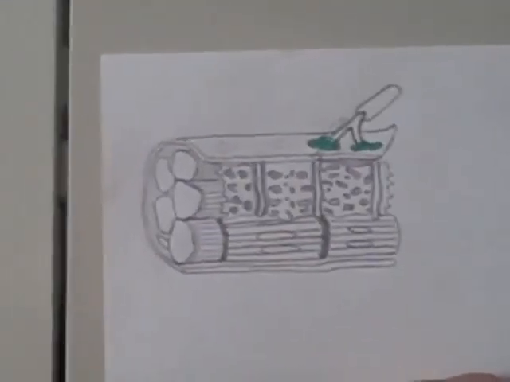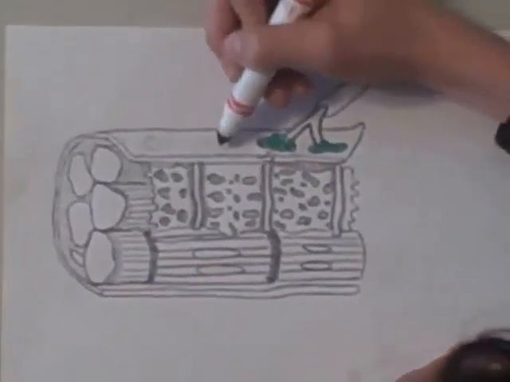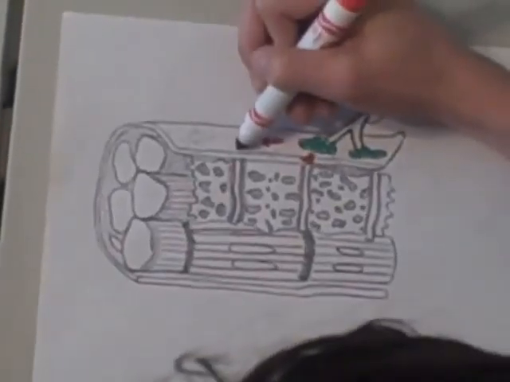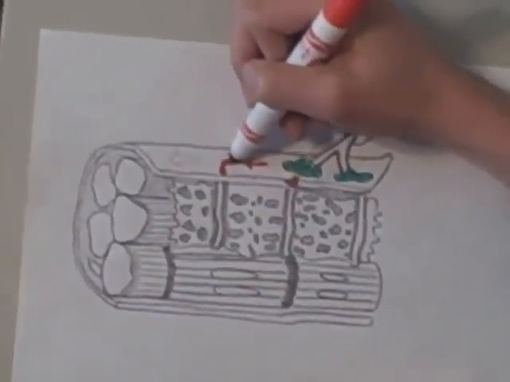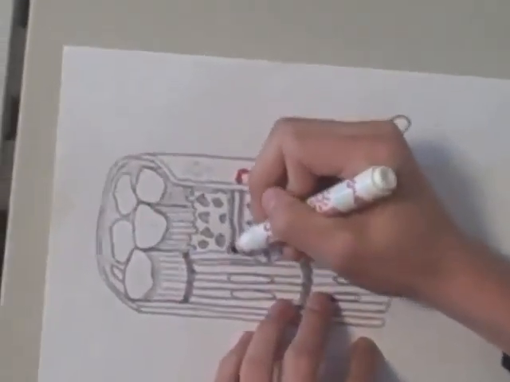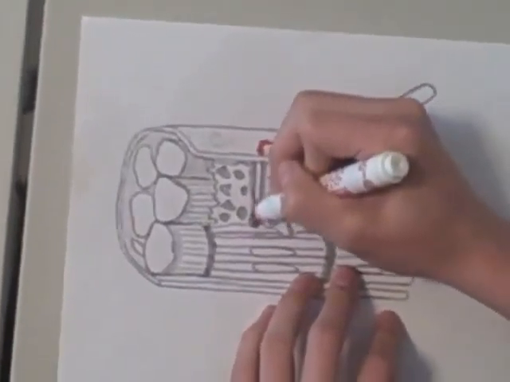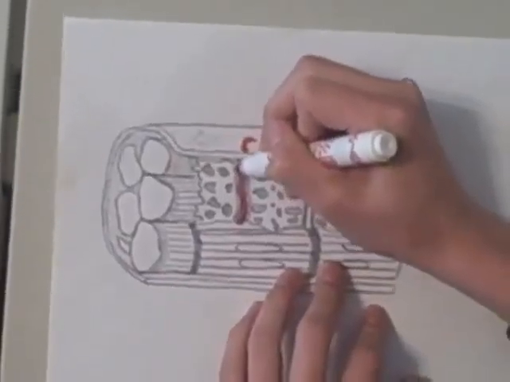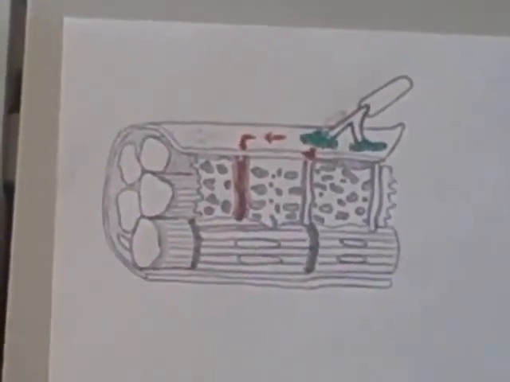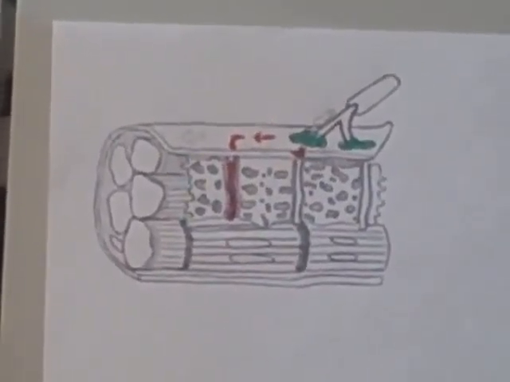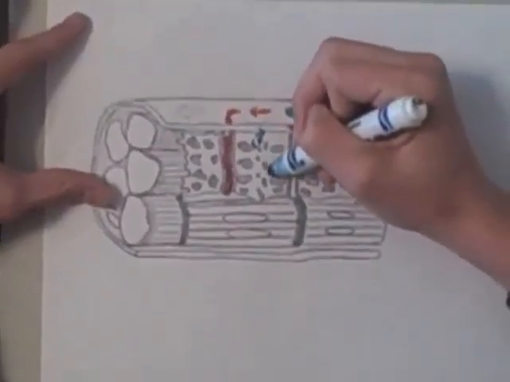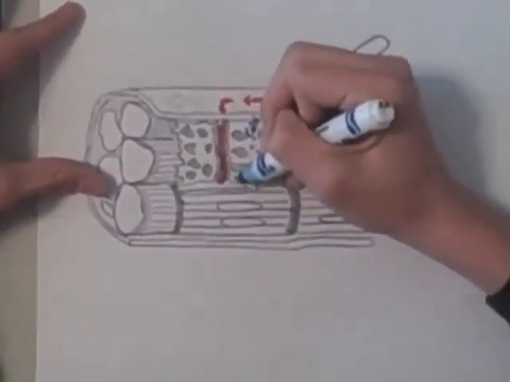Then the action potential moves along the sarcolemma, down the transverse tubules, and into the sarcoplasmic reticulum. And calcium is then released from the sarcoplasmic reticulum.